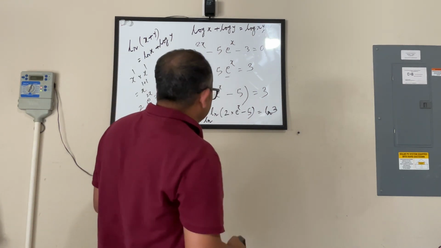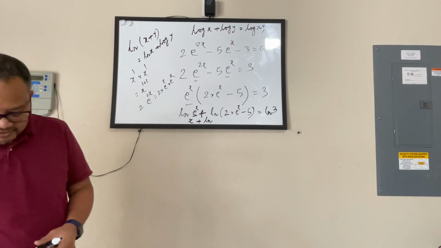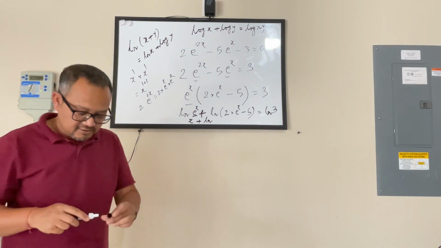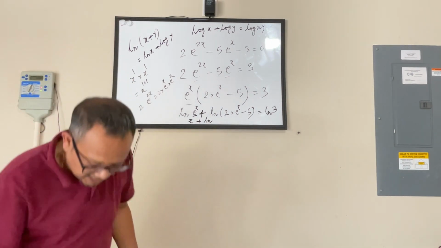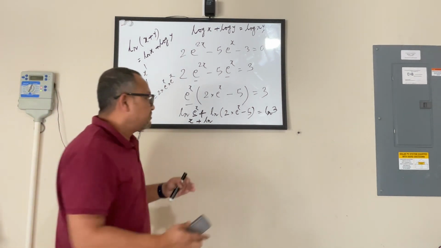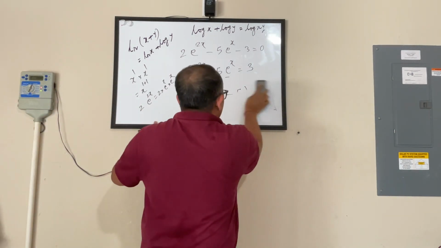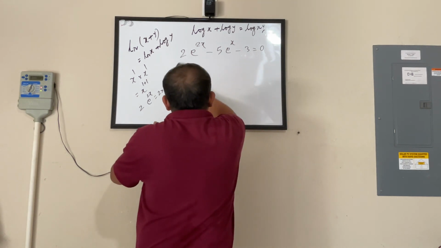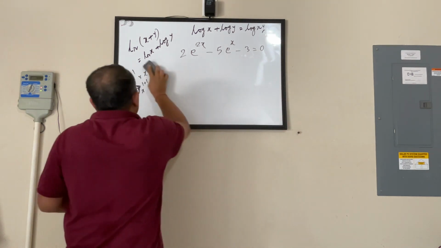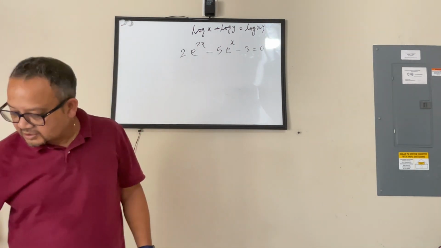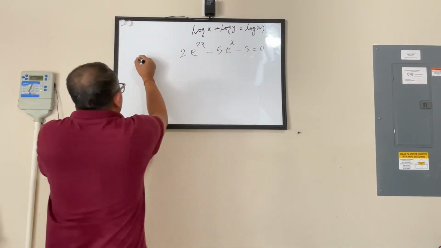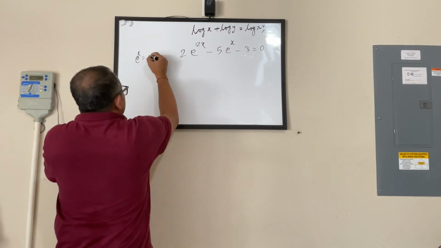I will take a different approach. So I will try solving this like a mix of quadratic equation and log function. So let's assume here e to power x equals a.